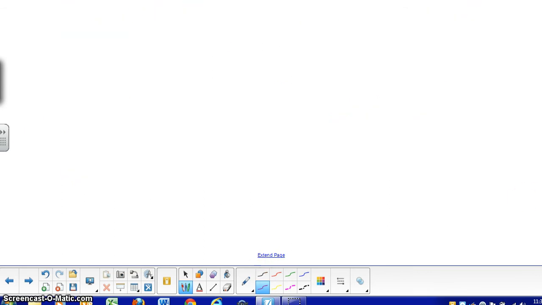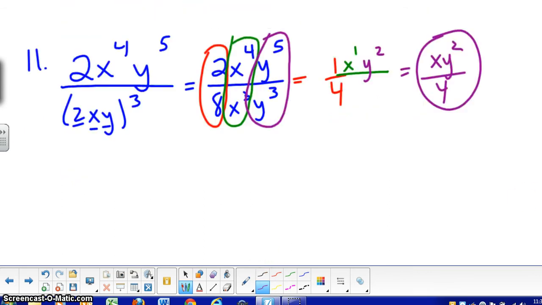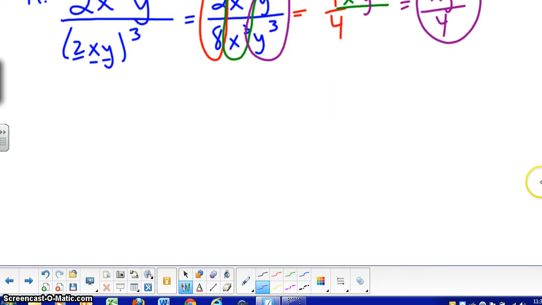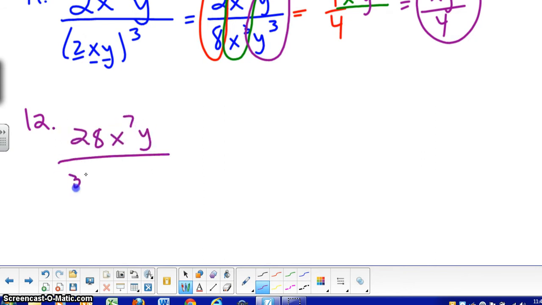Alright, so let's do that again. And what I mean by again is we're going to actually do another one. I want you to push pause and let's see how you do. So we have 28 x to the 7th y over 35 x to the 9th y to the 5th. Go ahead and push pause now and solve.